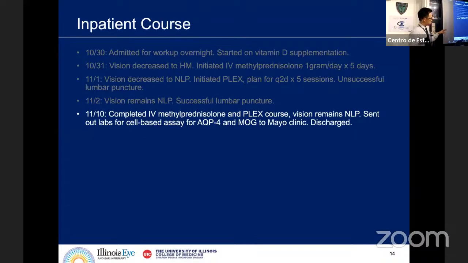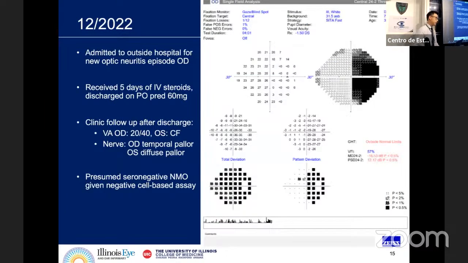Ultimately, during the first initial inpatient course, we finished the course of high-dose steroids and Plex, but his vision remained NLP at that point, about 2 weeks into his stay. On the last day, we sent out labs for a cell-based assay for aquaporin 4 and MOG antibodies to Mayo Clinic, and we discharged him home. We had planned to see him in a few weeks, but before he even got back to us, he was admitted elsewhere now for an optic neuritis episode in the right eye.